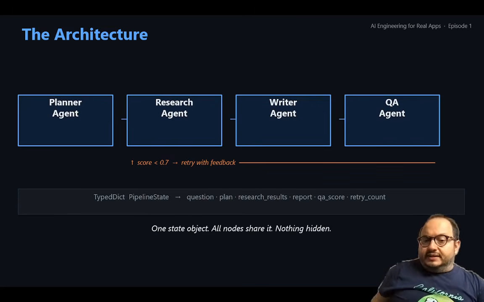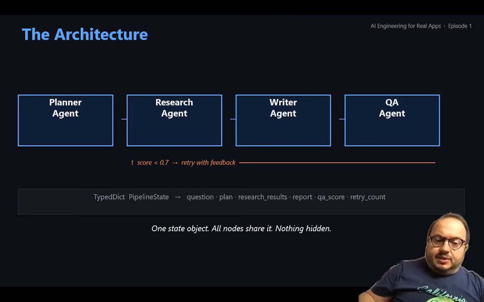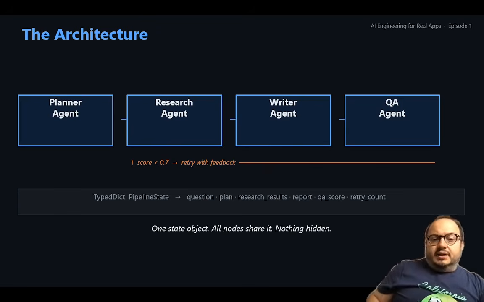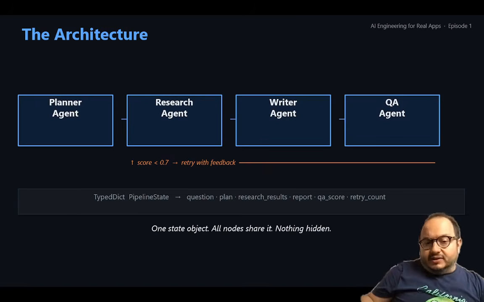The WriterAgent receives the research results and produces a structured report against a Pydantic model, not a string. A report object with a body, a list of citations, and a confidence score. The QAAgent is the interesting one. It receives the report and scores it against a rubric. If the confidence score is above threshold, the graph terminates and we return the report. If the score is too low, the graph sends results back to the research agent with a note about what was insufficient. And the loop runs again.